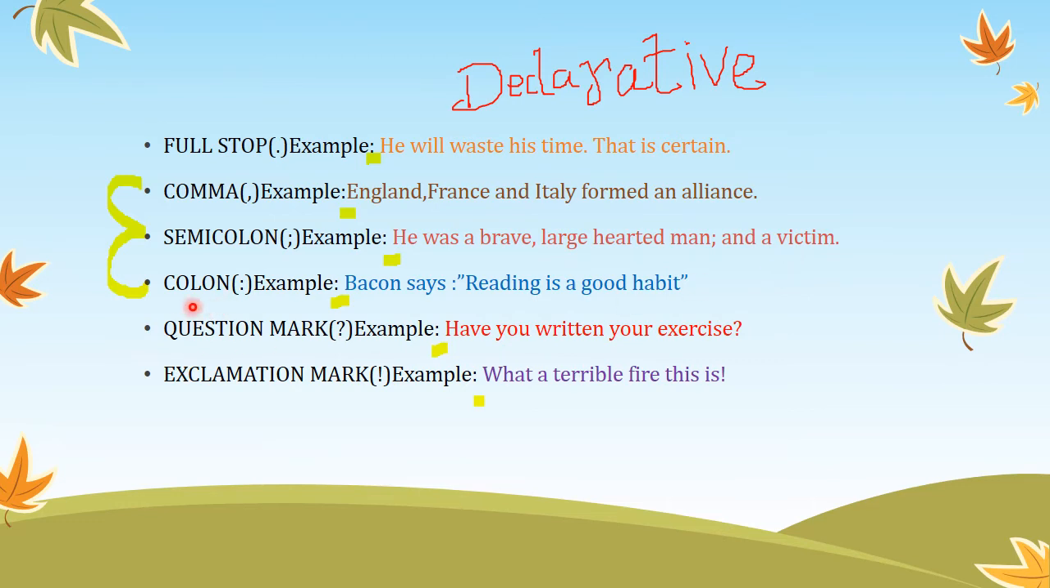The next one is colon. What is a colon? A colon is a more complete pause than expressed by a semicolon. For example: Bacon says: reading is a good habit. So here you've used colon. Colon is also used before enumeration and examples.